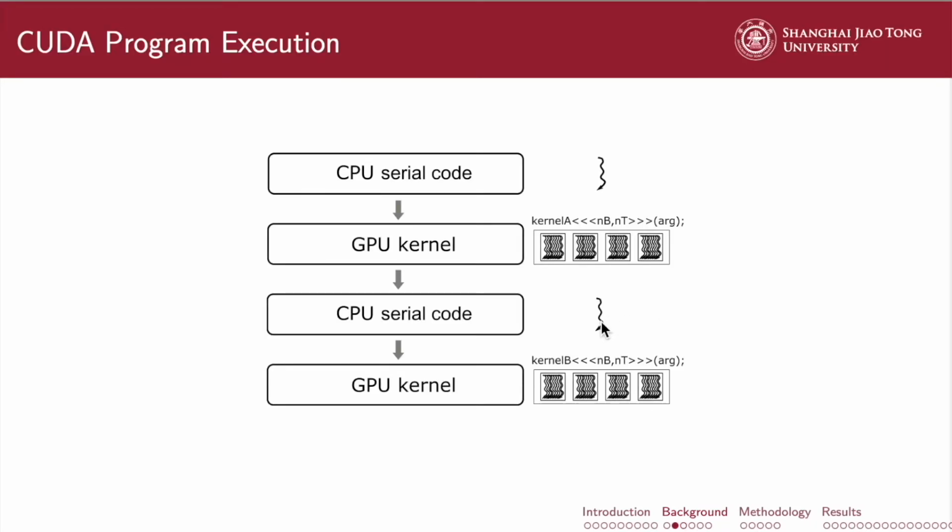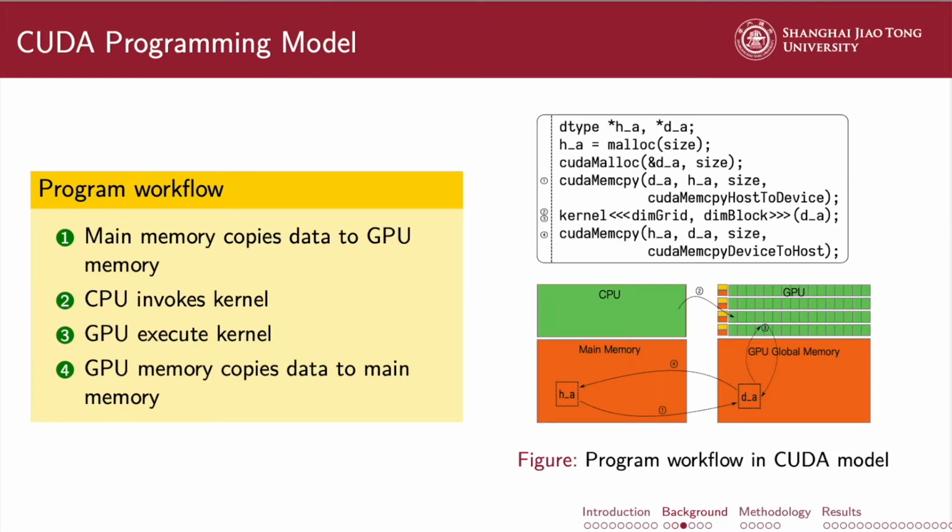A workflow of a CUDA program is built up by CPU serial code and GPU kernels. To invoke a kernel, the data should first be copied from main memory to GPU. After the kernel finishes, the result is copied back to main memory. Therefore, data duplication is needed.